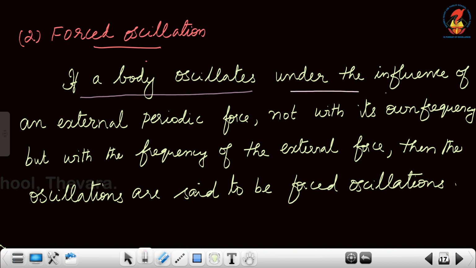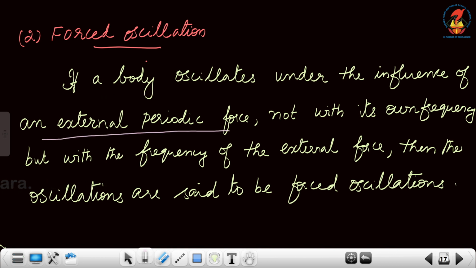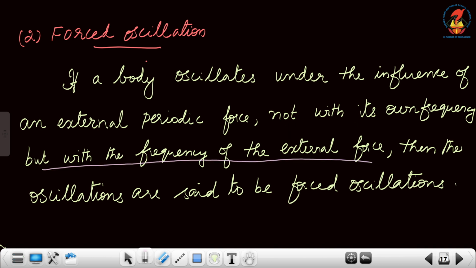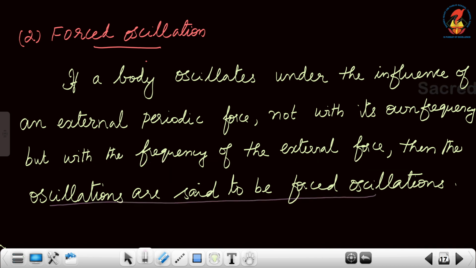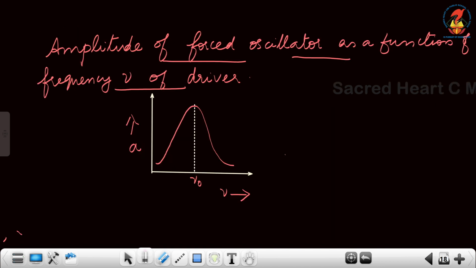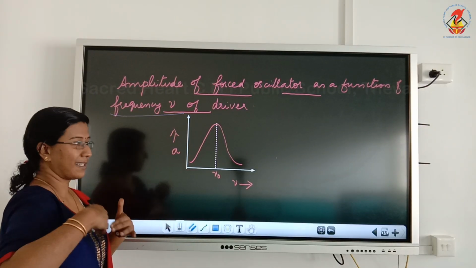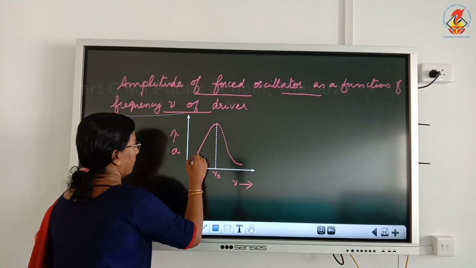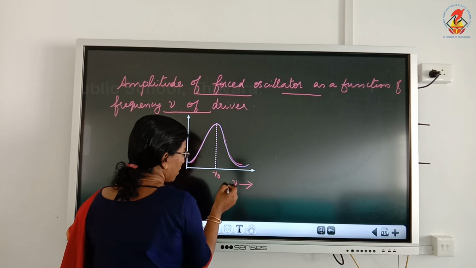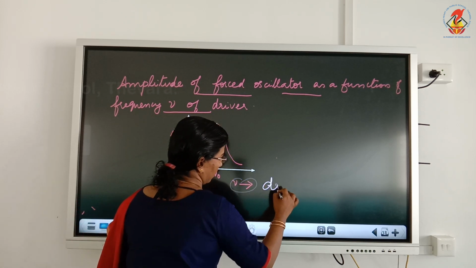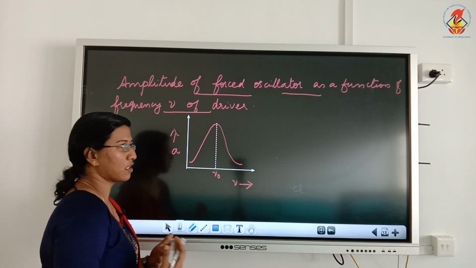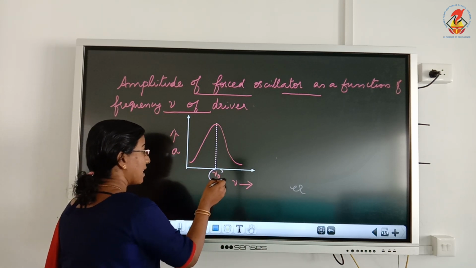If a body oscillates under the influence of an external periodic force, not with its own frequency, but with the frequency of the external force or the external object, then the oscillations are said to be forced oscillations. And if you draw a graph showing the amplitude of the forced oscillator as a function of the frequency of the driver, that is the external agent, then we will obtain a shape like this, where nu is the frequency of the driver or the external agent which is providing the energy, and nu 0 is the natural frequency of the object.